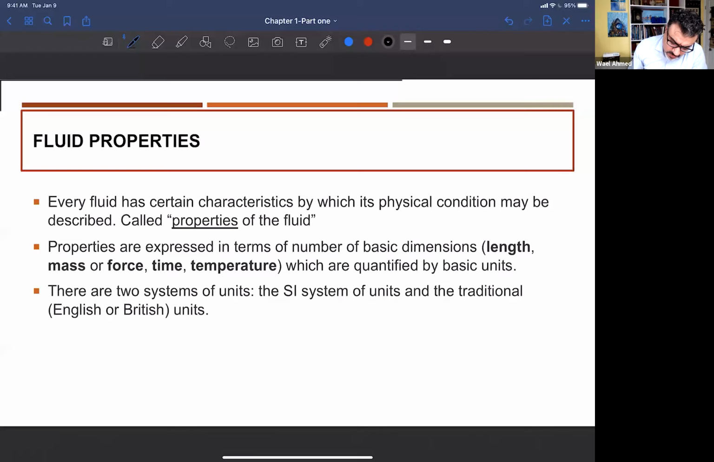So every fluid has a property, as I mentioned, and understanding this physical property is very important. All these properties are a combination of basic dimensions, like length, mass, force, time, temperature, right? So when you are describing a certain physical property of the fluid, it's going to be a combination of length and mass and force and time and so on.